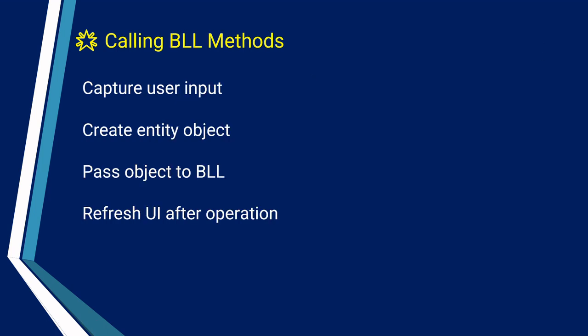When a user clicks a button, capture the input from the UI controls, create an entity object, and pass it to the appropriate BLL method. After the operation, refresh the UI to show updated data.